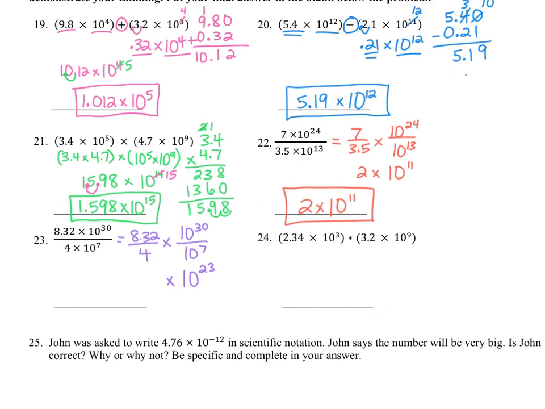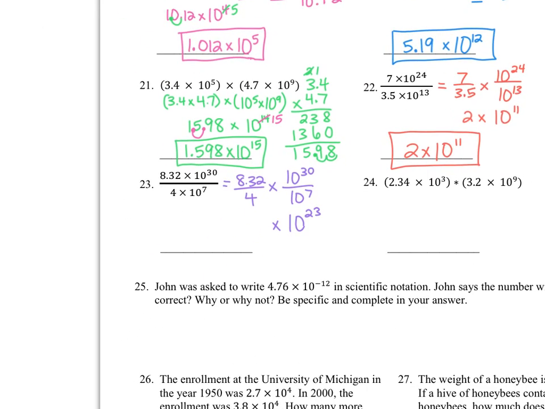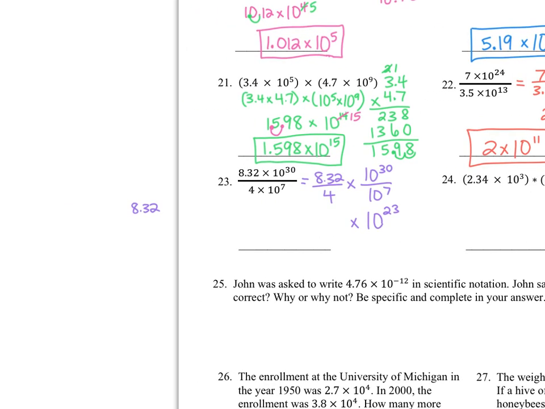Then be careful here. 8.32 divided by 4. You've got to be careful when you have digits to the right of the decimal. So let's go ahead and do some long division here. It won't take you too long. I promise I won't give you too hard of numbers.